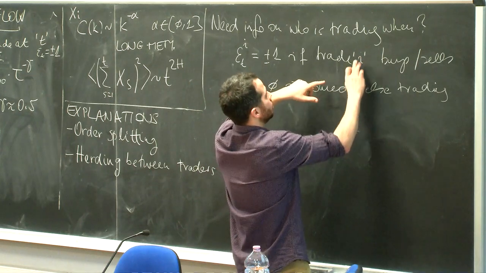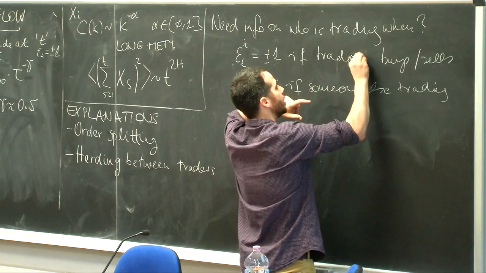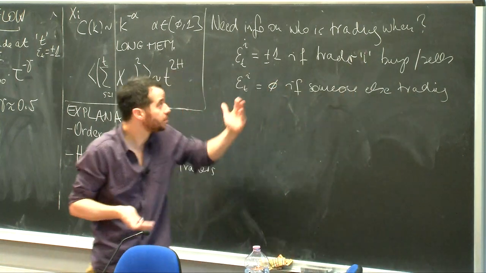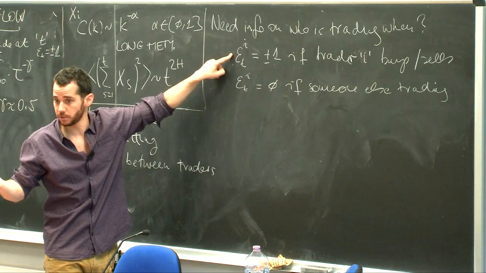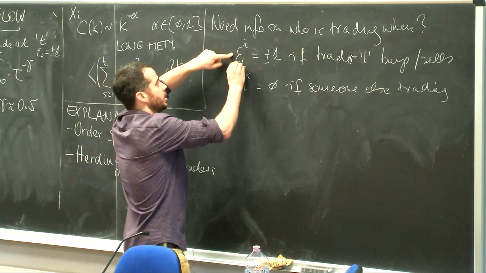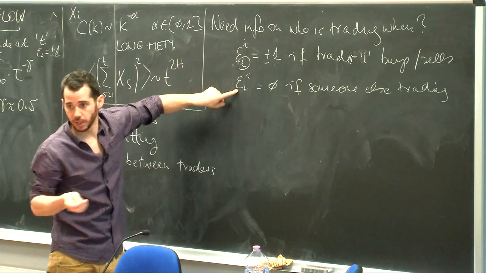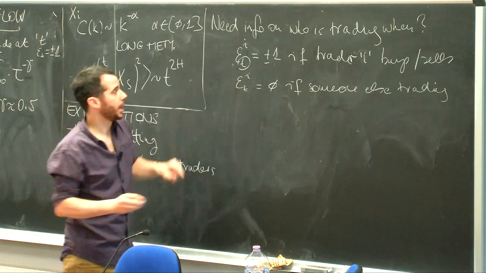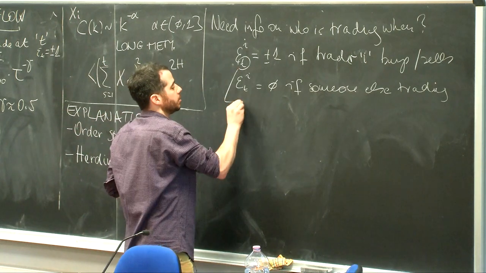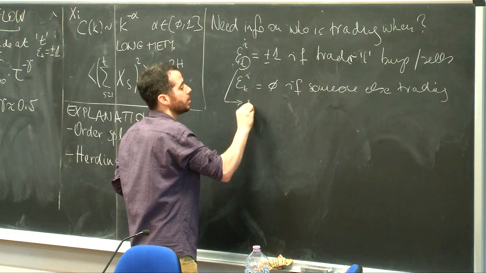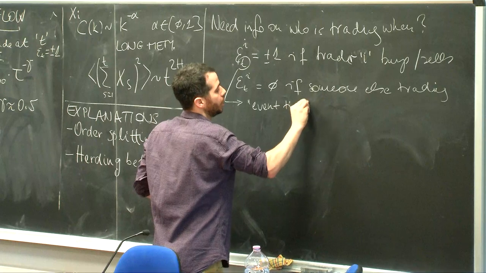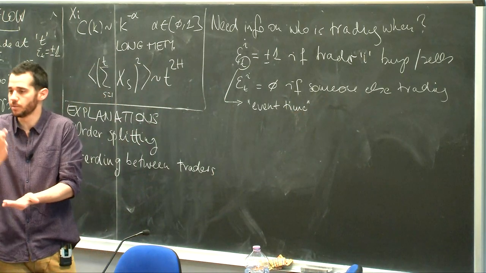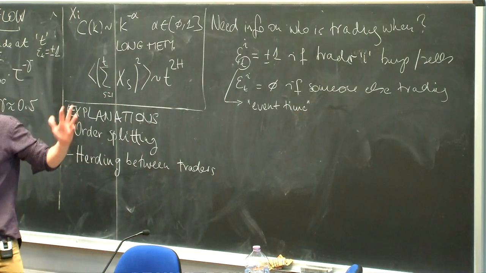So if it was this person, I'm looking at a given person, this will be plus or minus one if it was him acting at this moment at time t, and it will be zero otherwise, if it's someone else. And in this representation you want this to be in what we call event time, so going from continuous time to a time where your clock only moves in the moment that something happens.